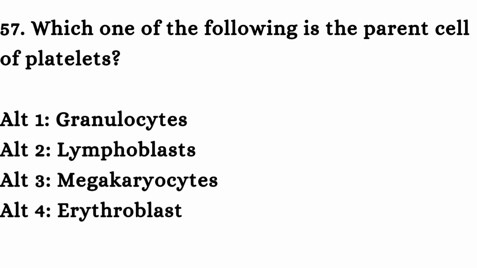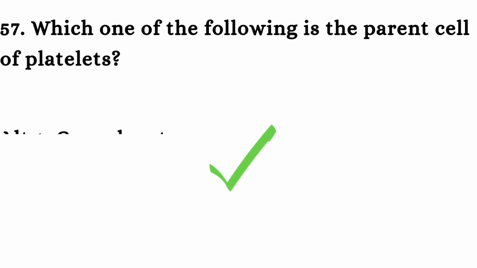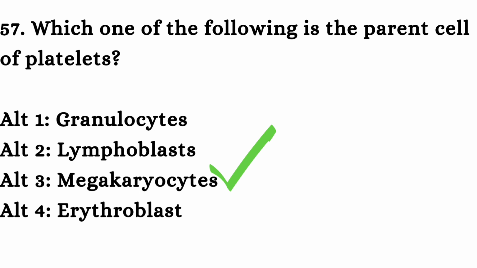Next one. Which one of the following is the parent cell of platelet? Option 1 granulocyte, Option 2 lymphoblast, Option 3 megakaryocyte, Option D erythroblast. The right answer is Option 3 megakaryocyte. Megakaryocyte are the precursor cell or parent cell of platelet.